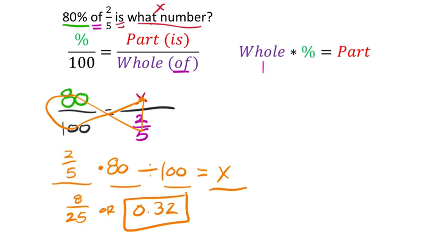Now, we know the whole here because it said "of," and that was 2/5. And then the 80%, again, the percent we need as a decimal, so we'd look at 80% and would have to move that decimal 2 times to the left, which would be 0.80.